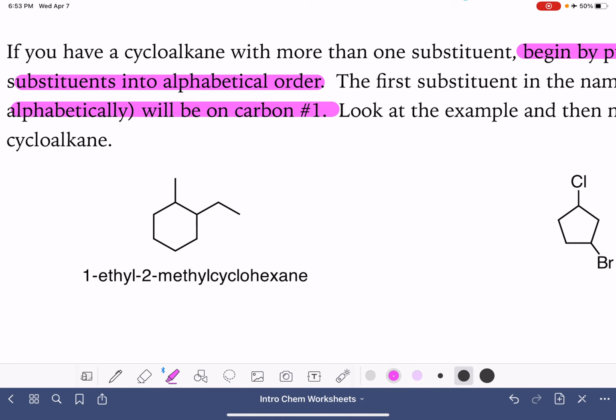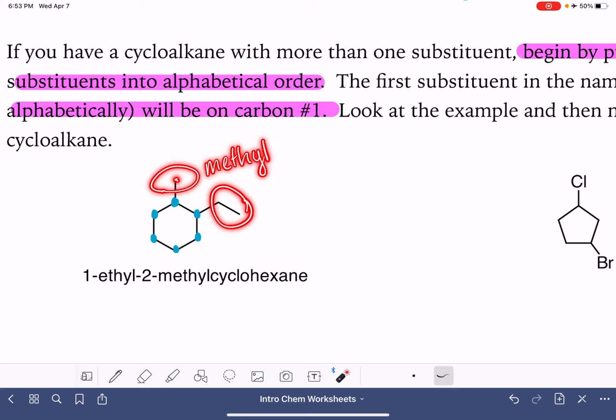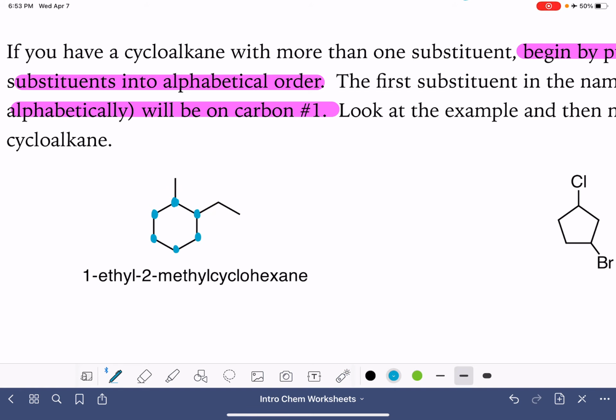Let's look at this example right here. So here we have a 6-carbon cyclic, and we have 2 substituents. We have a methyl, and our other substituent or branch is an ethyl. So now we look alphabetically, which one of these 2 comes first in the alphabet. Ethyl comes first in the alphabet, so that means that this guy gets carbon number 1.